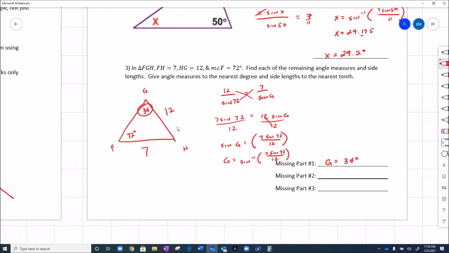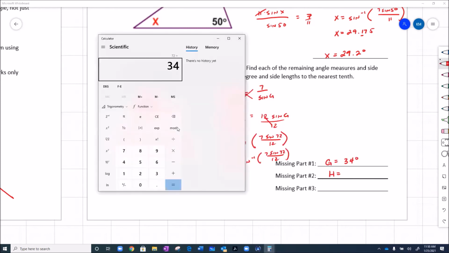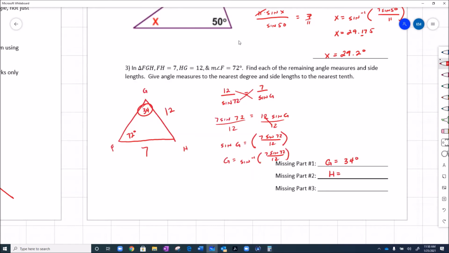That means that H should be pretty easy to find, right? Because these have to add up to 180 degrees. And so 180 minus 72 minus 34 gives 74. Didn't even have to use law of sines there.